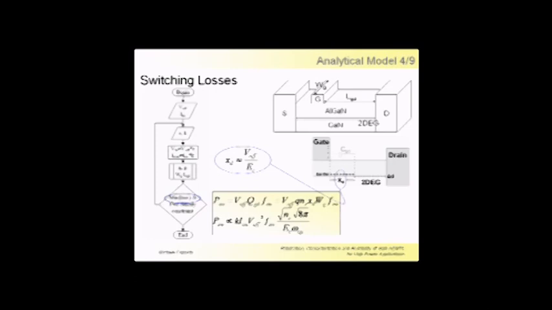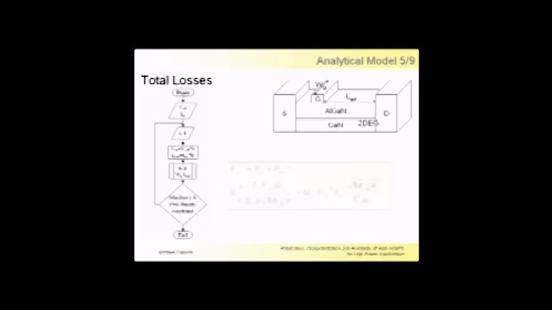So of course we can see as the frequency goes up, the switching losses go up. And we have this parameter, K, that we introduce in this model that will give us a good chance to match our device for the best performance. This is the overall total losses equation.